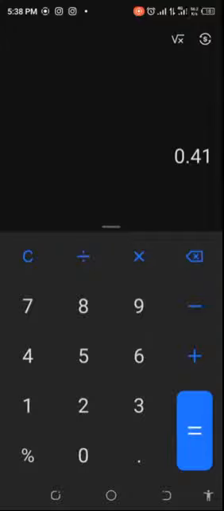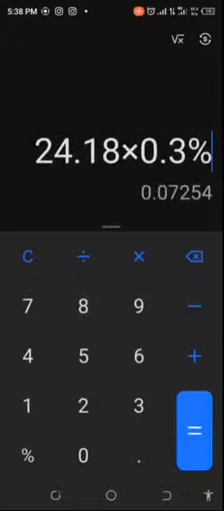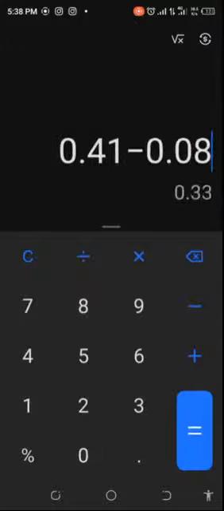So that's supposed to be 0.3%. Yeah, 0.3%. So I'm going to take the entire amount. This is 41 cents already. The entire amount is 24.18 times 0.3%, so that's like 7 cents. So from 41 cents, let's take off like 8. So we'll have 33 cents.